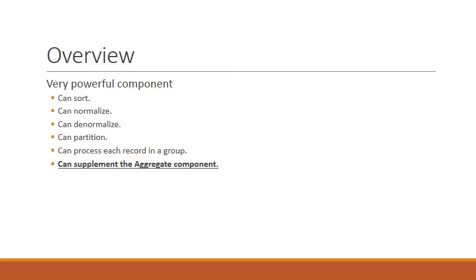Rollup is a very powerful component. It can do lots of things. Probably you don't want to perform all these functions with this component. There are others to do some of these things. It can sort, it can normalize, it can denormalize, it can partition the data.